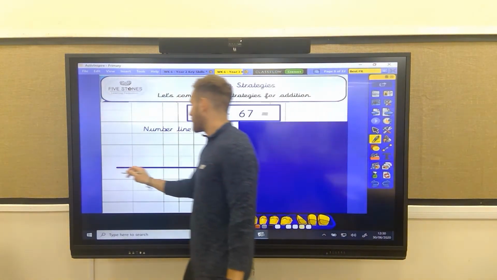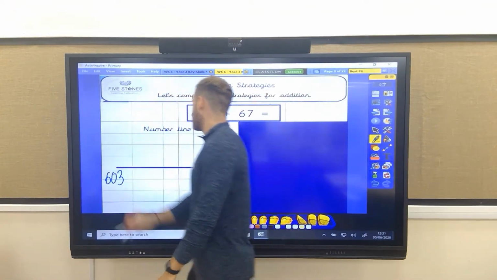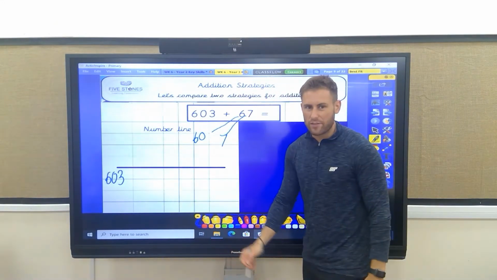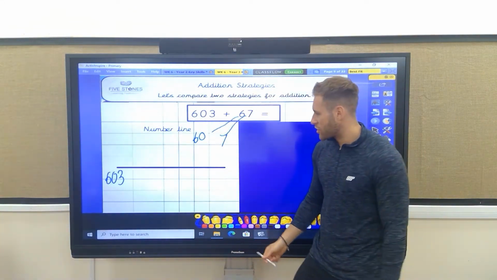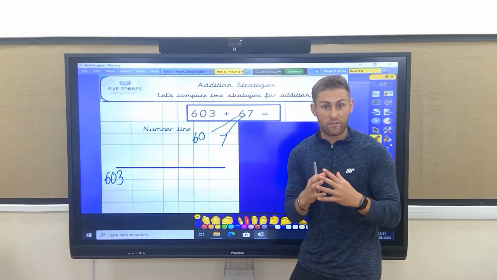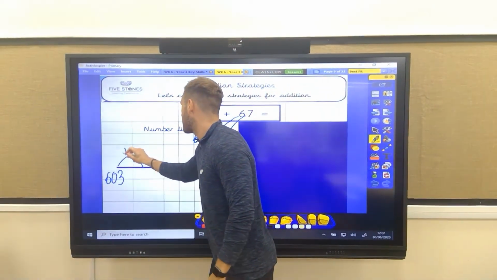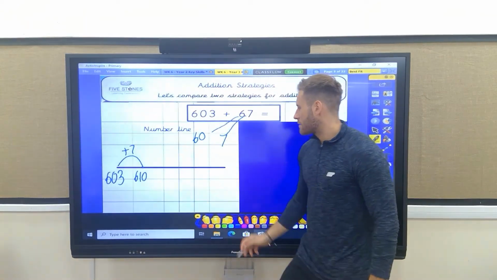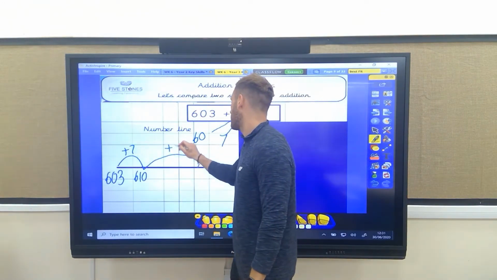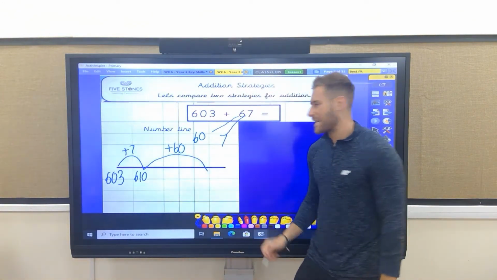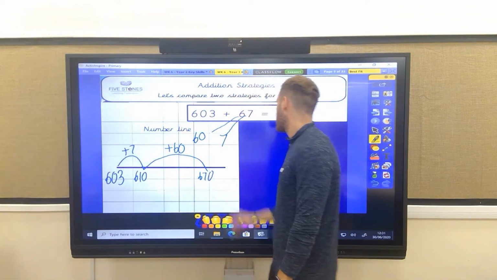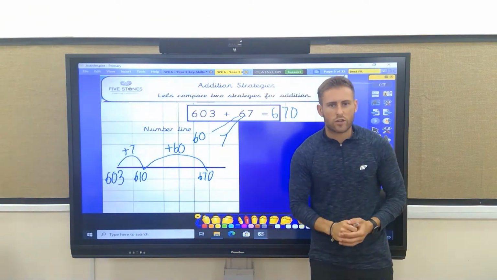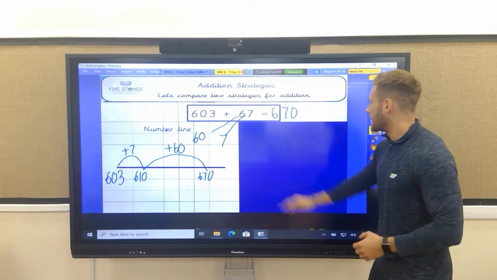Great, so we should hopefully have started with the original of 603. We're going to partition our 67 into a more manageable 60 and 7. What I like about this calculation is I can see 3 and 7. 3 and 7 are a bond to 10, so I'm going to automatically add that on to get me to 610. A nicer number to work with. Then I'm going to add the 60 on. So I've only got 110, add 6 tens gives us 670. So well done if you managed to solve that number sentence using that number line.